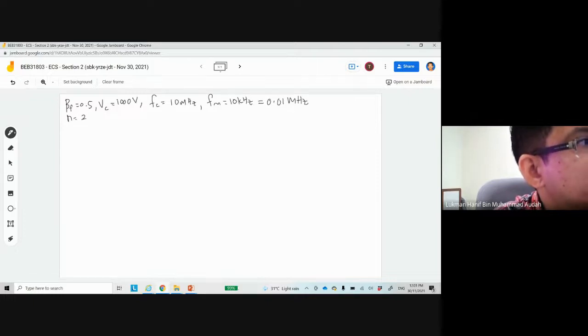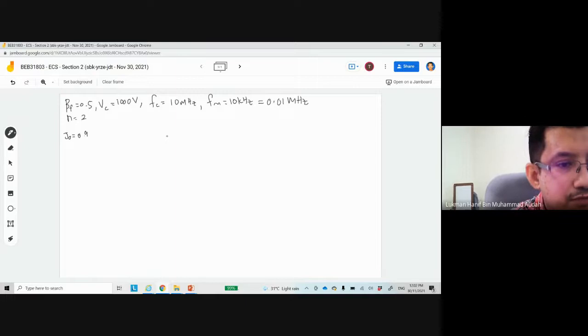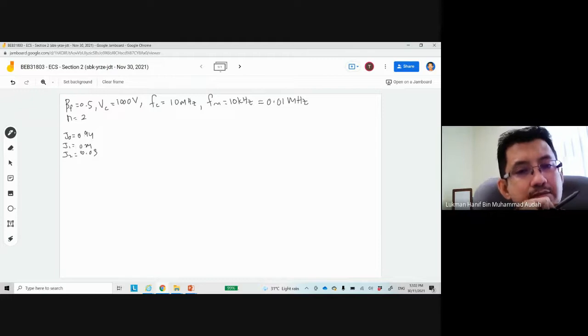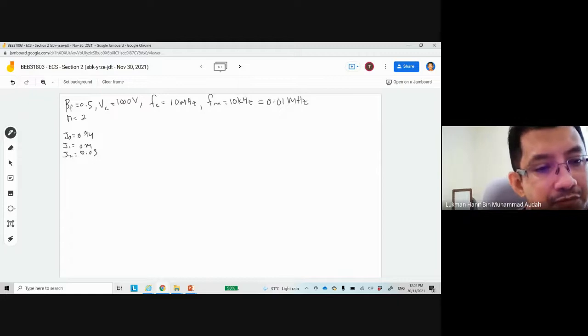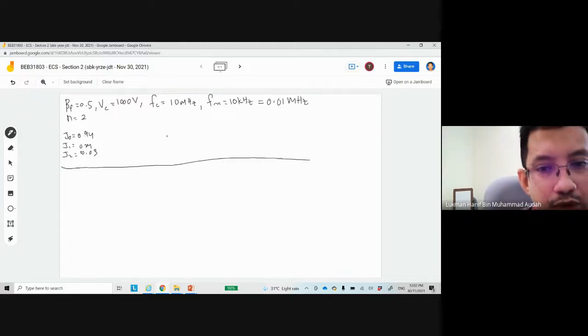That means J0 is equal to 0.94, J1 is equal to 0.24, J2 is equal to 0.03. Okay, so when I want to determine the amplitude spectrum, that means I need to know the amplitude, I need to know the frequency as well. So in order to do this, we need to draw a table.